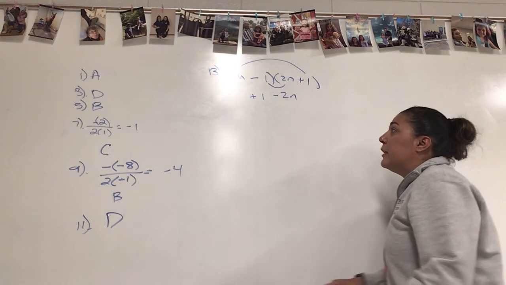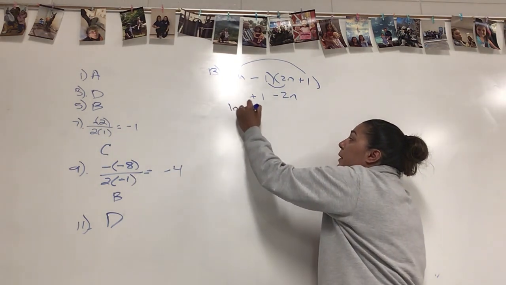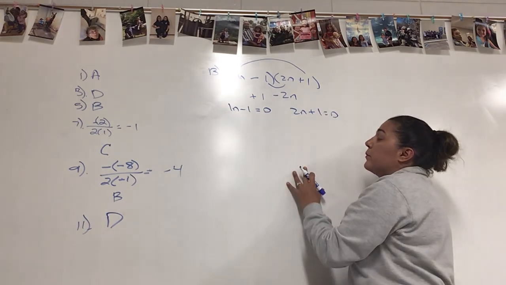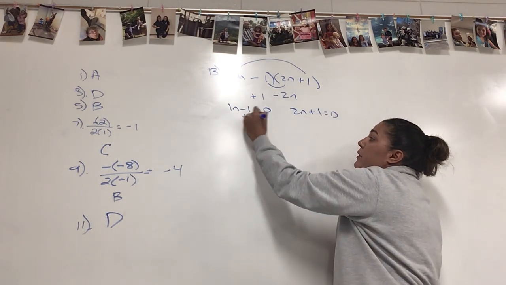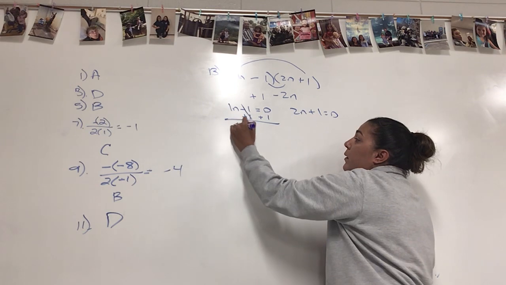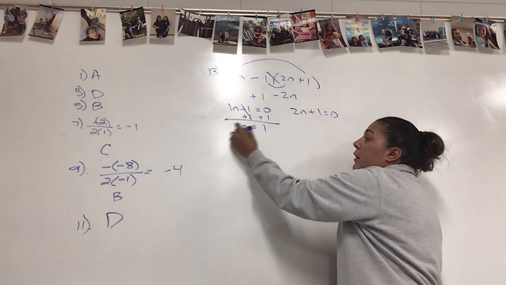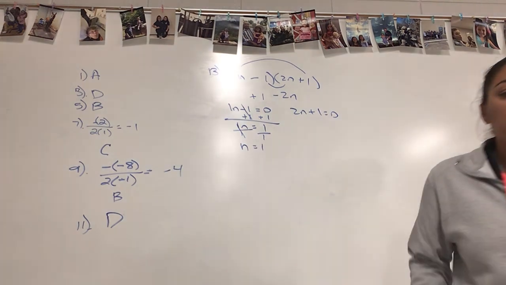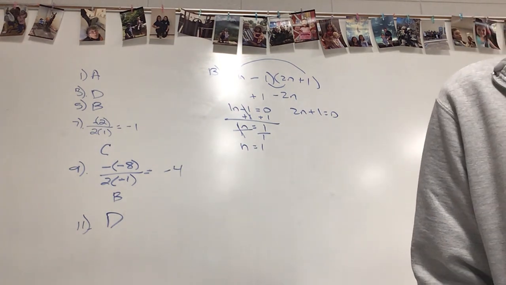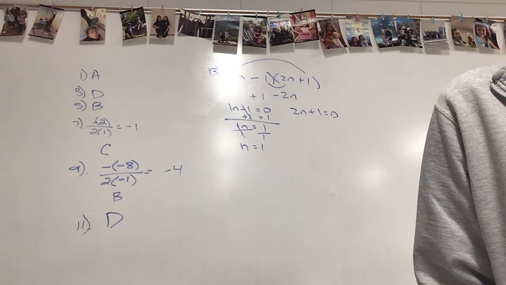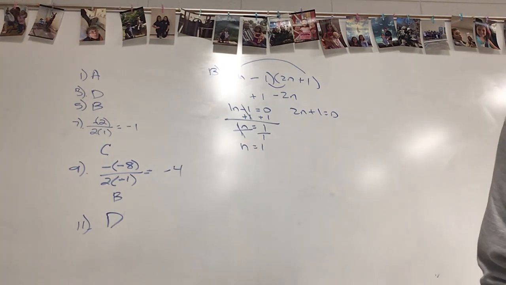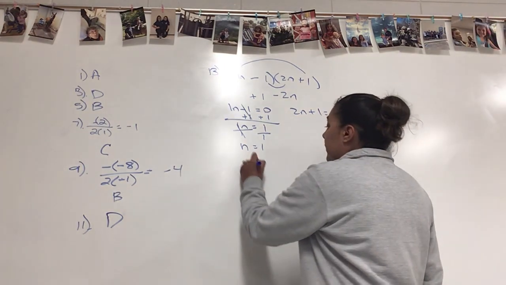Then we're going to set them equal to 0. So you say 1n minus 1 equals 0 and 2n plus 1 equals 0. Plus 1 and then divide. For one of them, you should get n equals 1. Can you cross anything out? Yeah, you can cross off C and B, and then D, because it says negative 1. So our answer is going to be A.